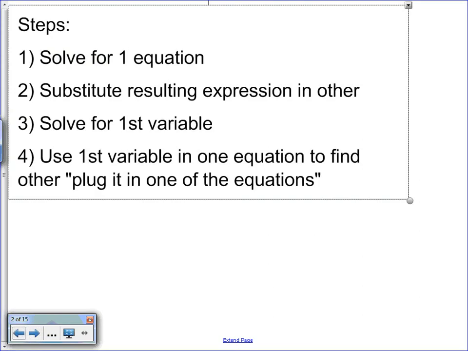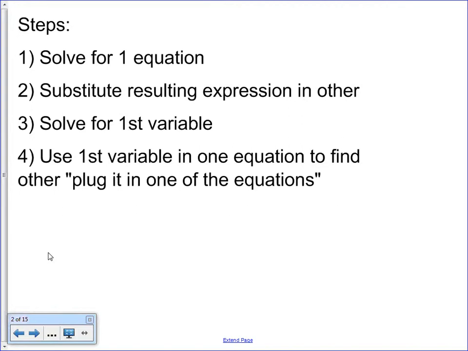So the step-by-step process of solving by substitution: step one is to solve for one equation. So you want to get y equals something or x equals something. So you want to isolate one of the variables on one side of the equation. Step two is substitute, that's why it's called substitution, the resulting expression in the other equation. So like let's say I had y equals this, I would plug that stuff in for y in the other one. Step three, solve for the first variable.